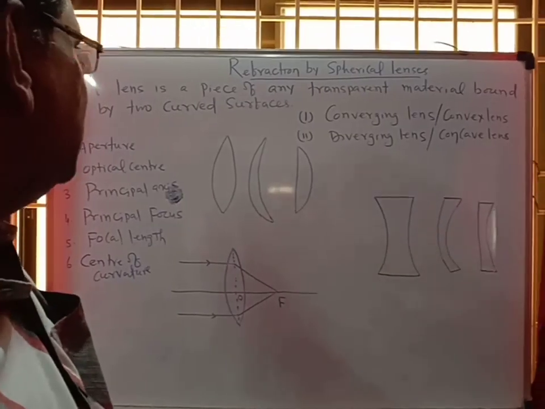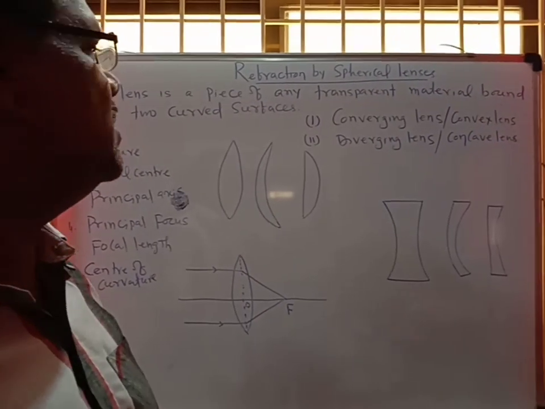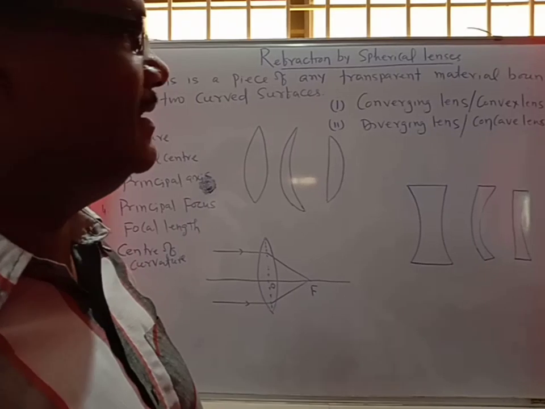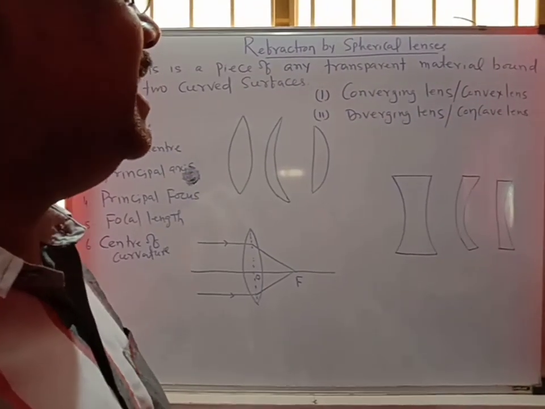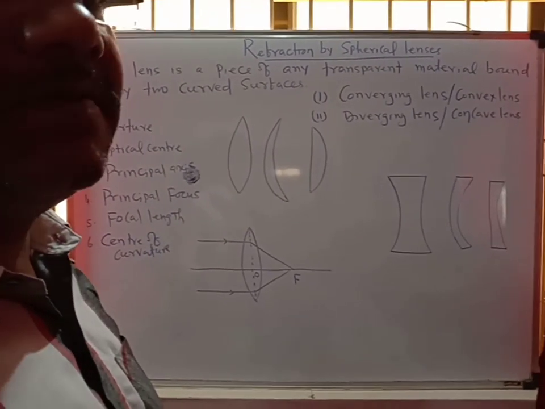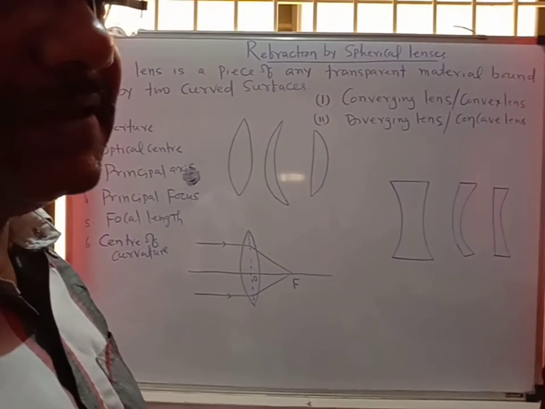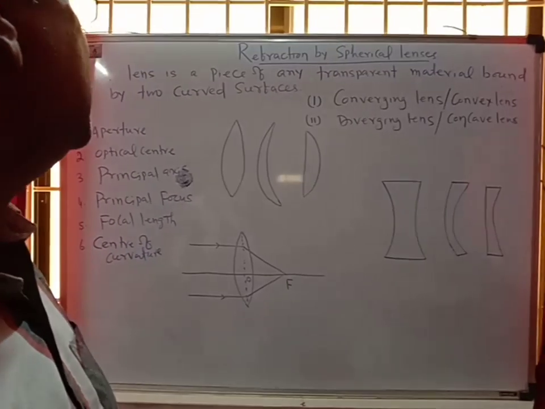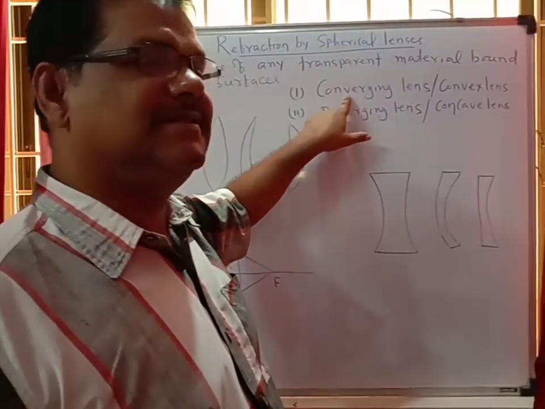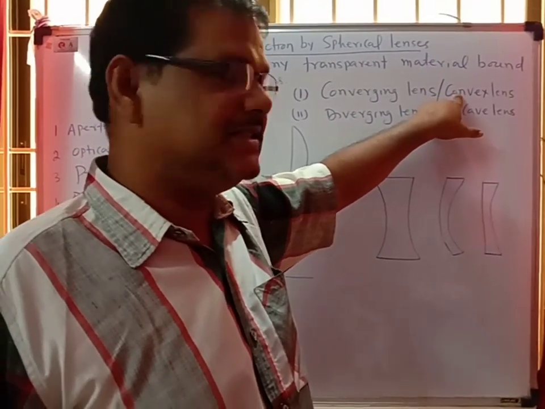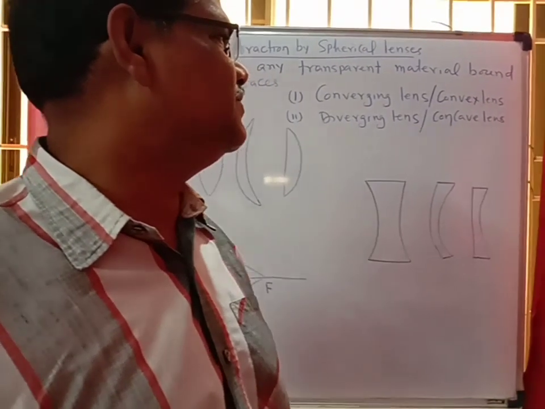What is a lens? A lens is a piece of any transparent material bound by two curved surfaces. Listen, the transparent material should be enclosed in between two spherical surfaces; that forms a lens. That transparent material may be glass, water, or any other transparent material. So lenses are of two types. One is the converging lens, or it is told as the convex lens. Another is the diverging lens, that is called the concave lens.